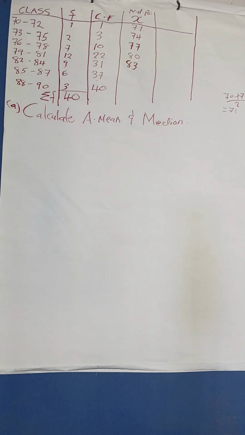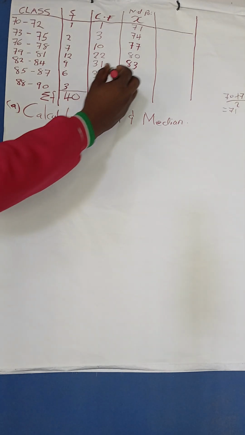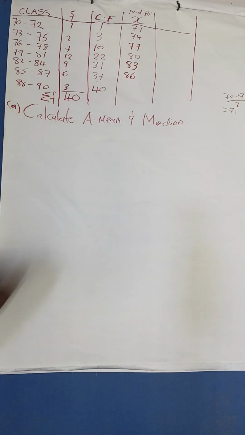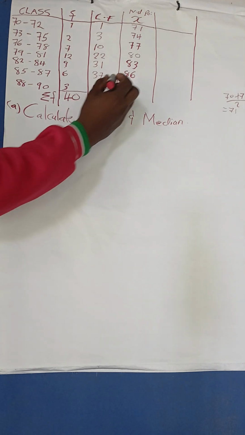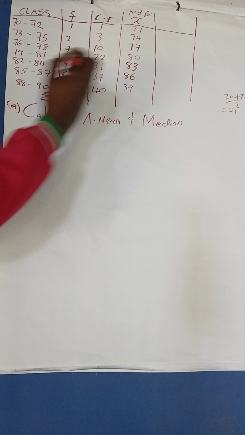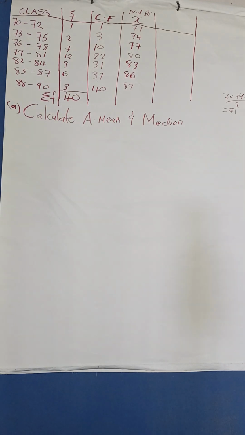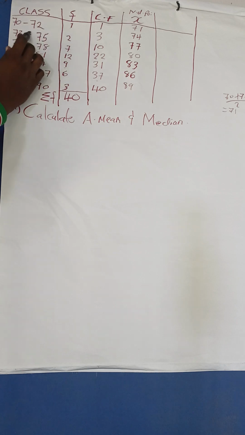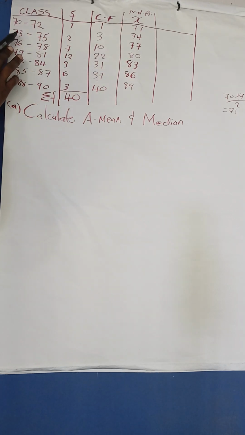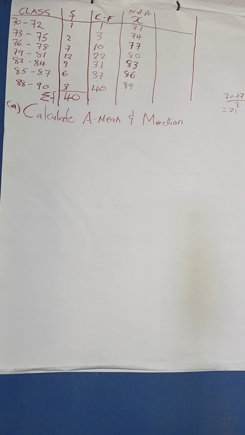Then the second last, we'll get 86. And the last one, we'll get 89. Good. So this is the midpoint of the class. We just add 70 plus 72 divided by 2, you get 71. 73 plus 75 divided by 2, you get 74.